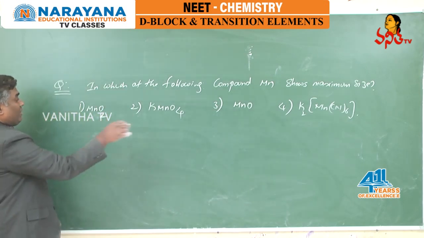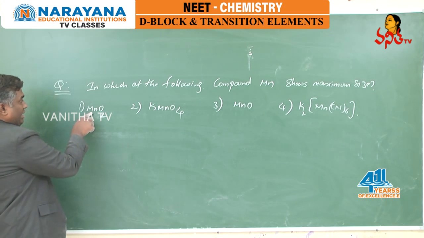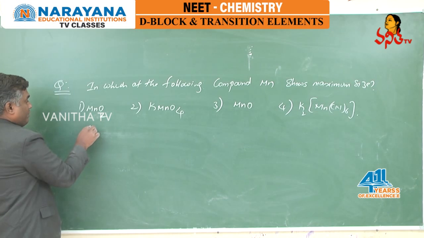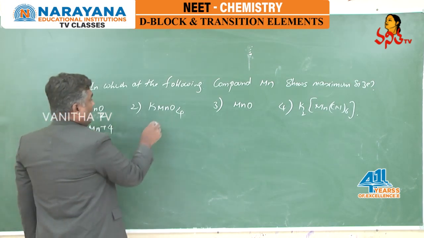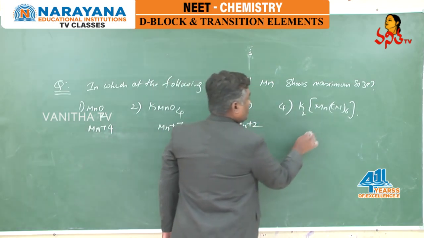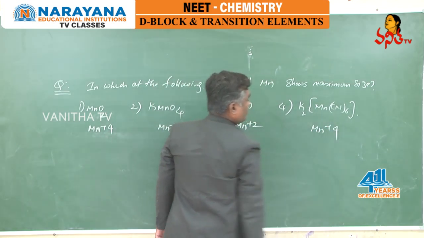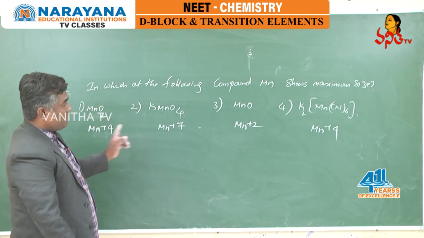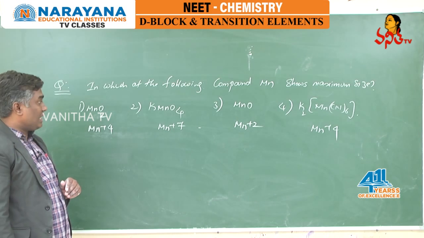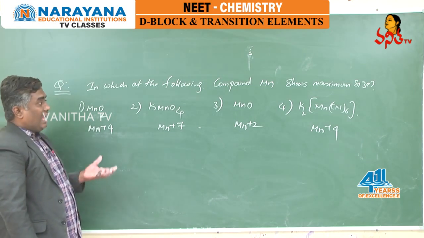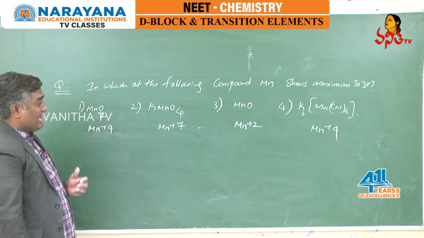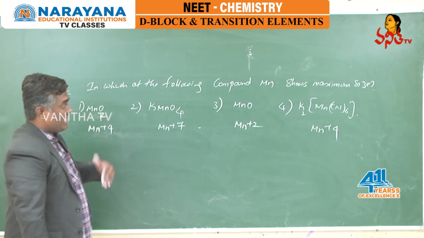And here, if you look at size, first let us calculate the oxidation state of manganese in each case. Here manganese is +4, here manganese +7, here manganese +2, here manganese +4. And if you look at all these species, in all the cases manganese is exhibiting positive charge, which means all are cations, and we know that on a cation, as positive charge increases, size decreases, and as positive charge decreases, size increases.